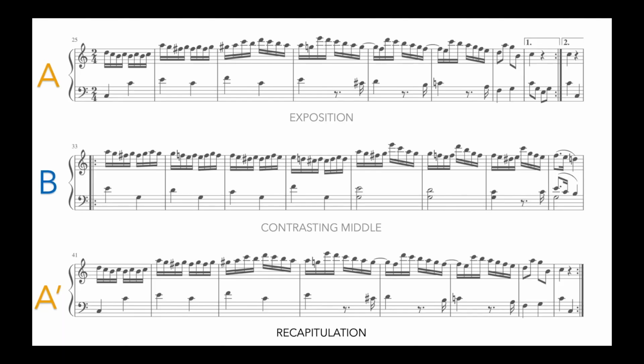Since this is a theme and variations movement, I thought I'd at least show you the first variation that Mozart composed, but it's the same exact structure. A, B, A prime is a rounded binary, and you've got your exposition, contrasting middle, and recapitulation.